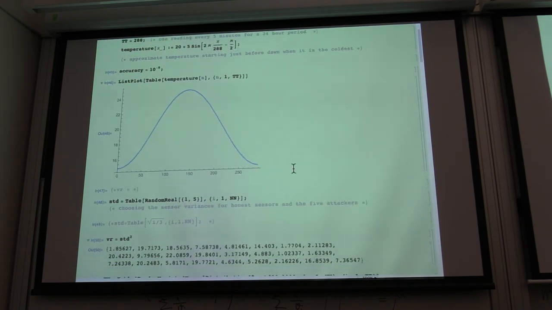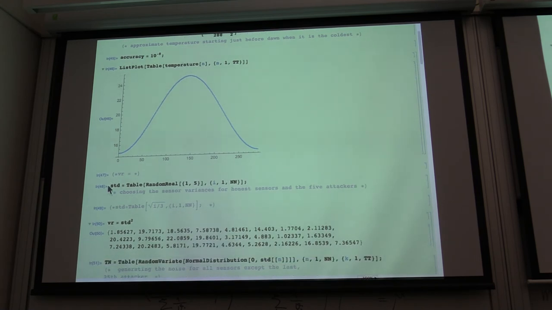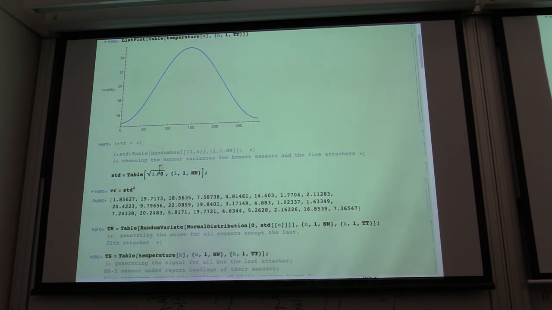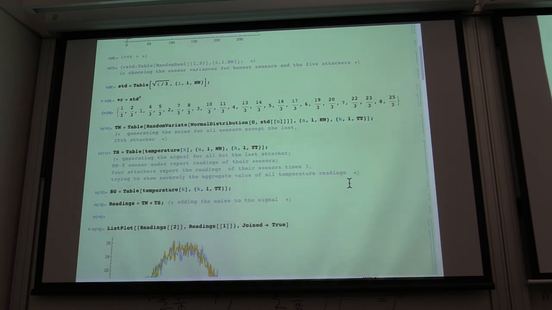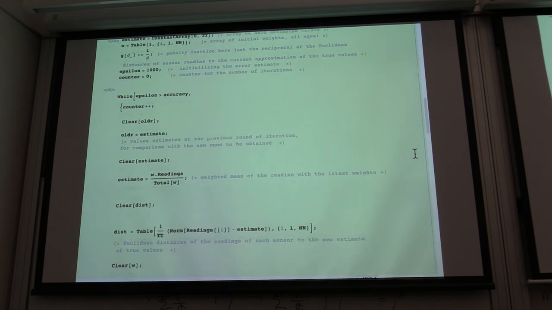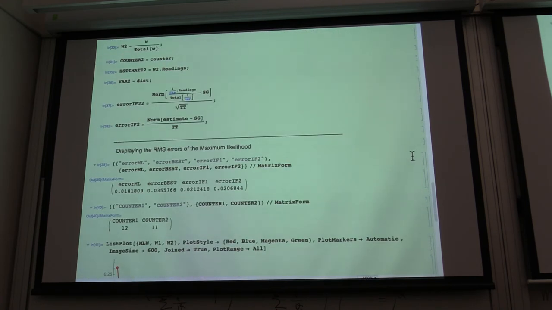Instead of randomly choosing the variances or standard deviation, which we do here, let's comment it out. And let's take standard deviation to be a monotonically increasing function. This is just anything that keeps in a reasonable range. You can put here whatever you please that is monotonically increasing. And let's run the same algorithm once again and see what we get. So we produce the random noise, and you can see here how the variance is distributed. The first sensor has the smallest variance, and the last sensor has the largest variance. Let's see what performance the algorithm now has.